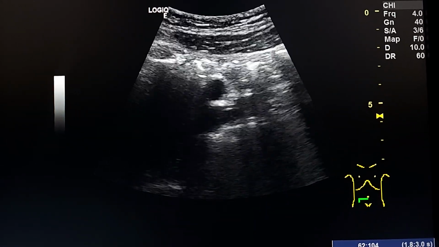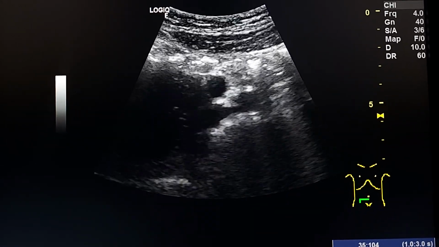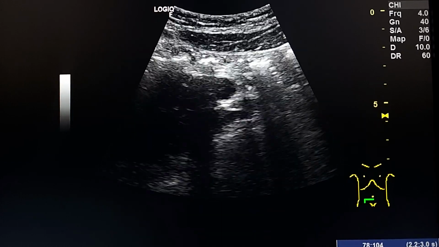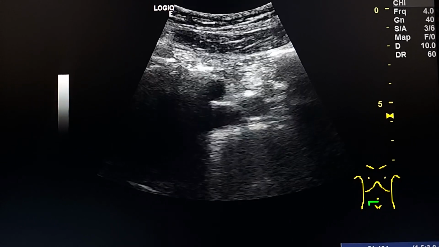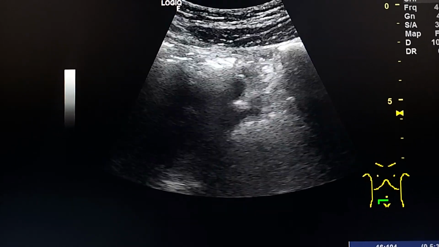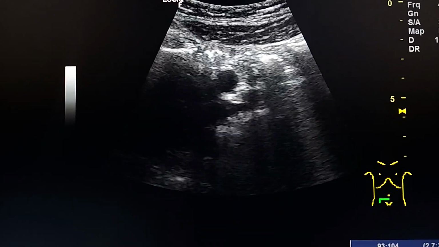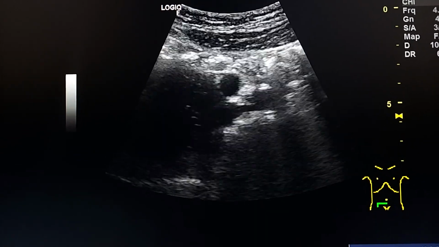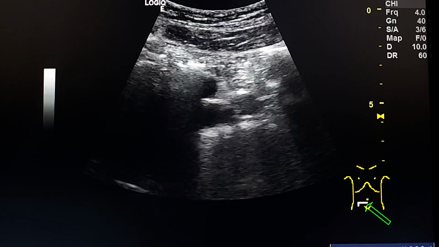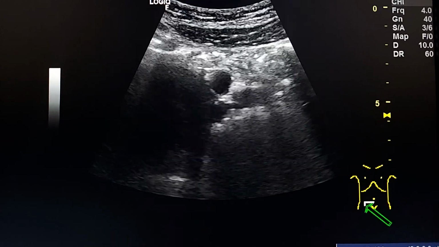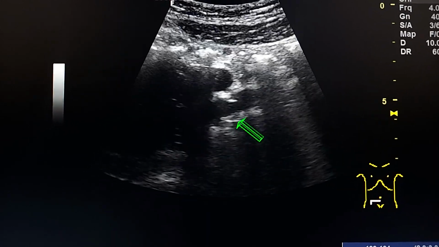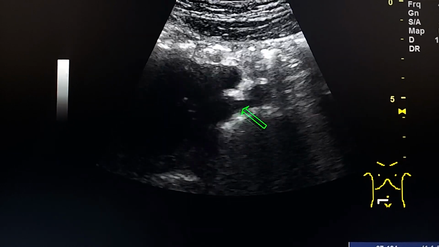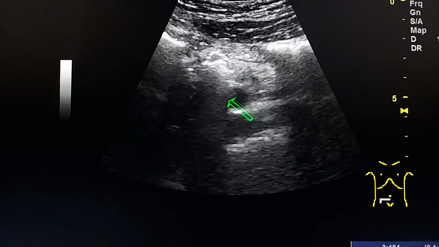To know whether the stone in the ureter is in the upper ureter or in the lower ureter, we can look here in the right lower quadrant by a transverse section. Here we see the right iliac vessels. This is the artery and this is the vein.